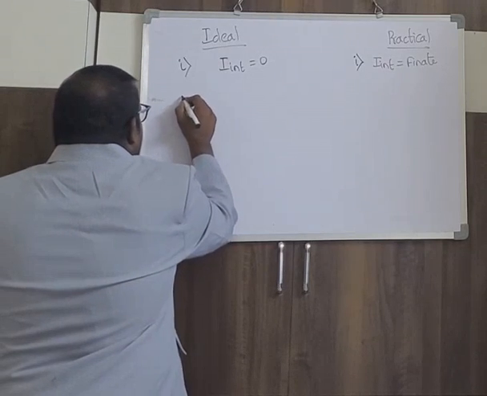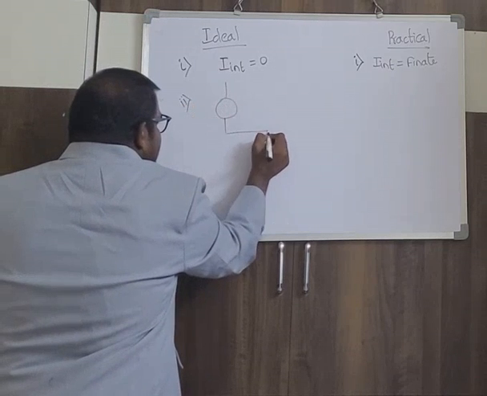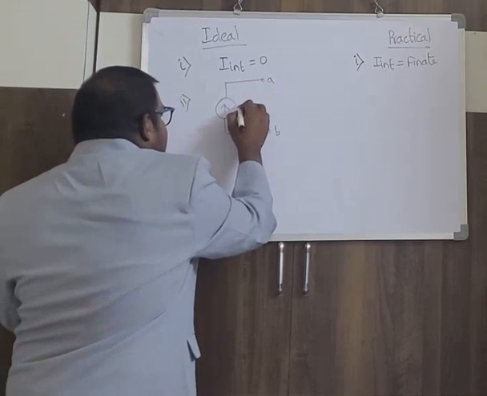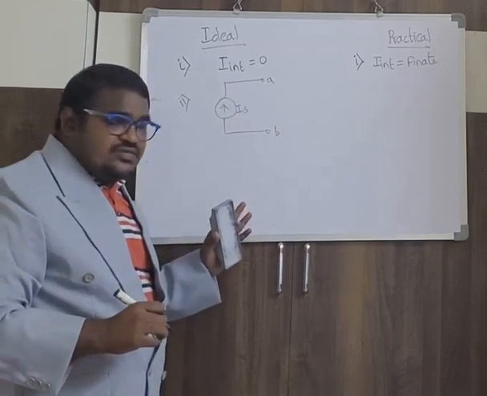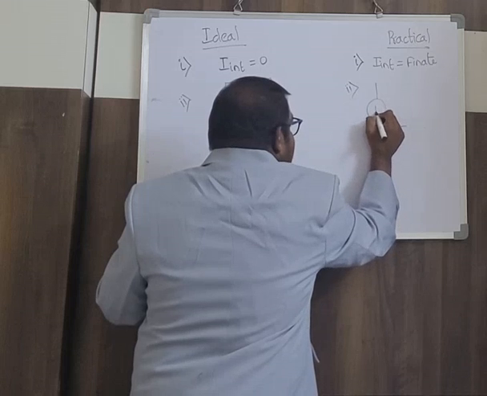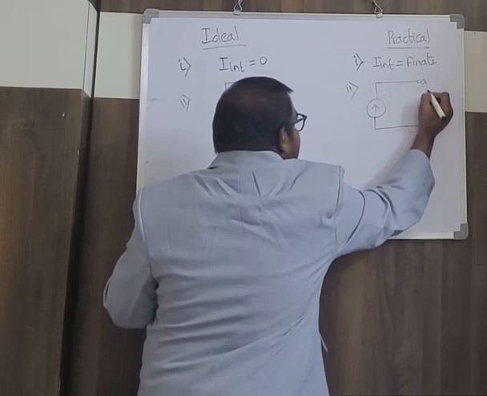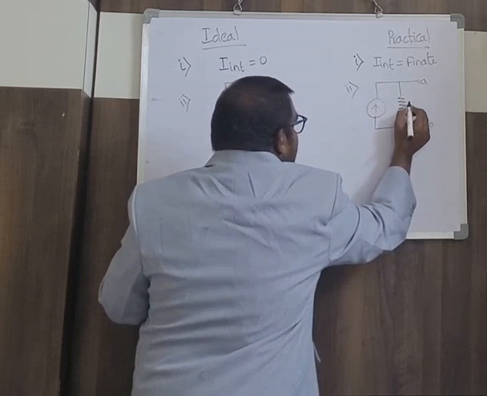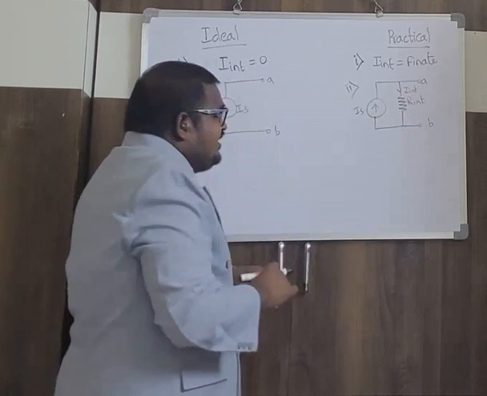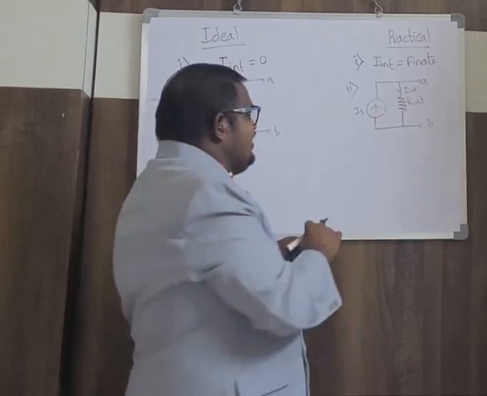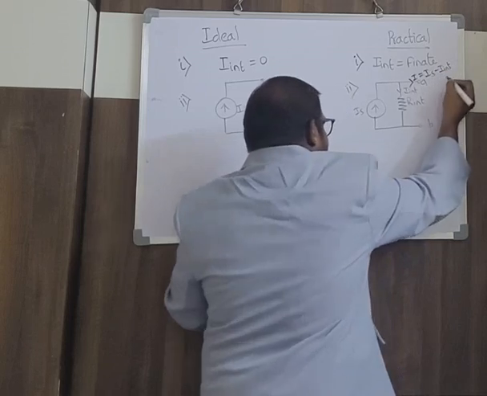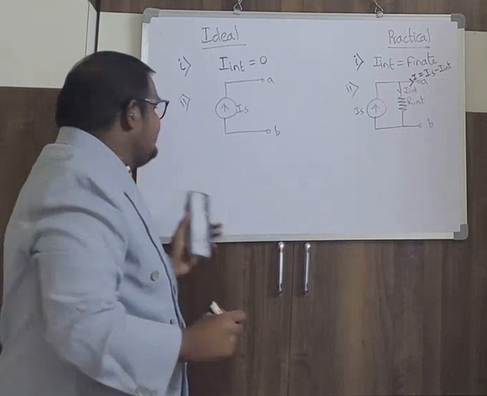Next, second case: I represent the ideal current source like this. This is the representation of the ideal current source. Next, the practical current source is the current source connected in parallel to a resistor. It is R internal, the source is IS, and here it is I internal. Therefore, it cannot give the IS as it is to the AB network. It can give only the value I, which is equal to IS minus I internal.